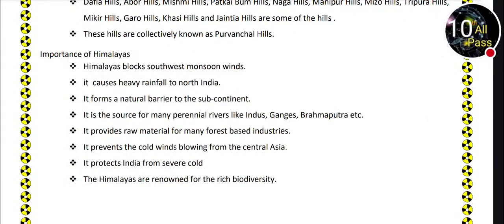Importance of Himalayas. The Himalayas block the southwest monsoon wind. It causes heavy rainfall in North India. It forms a natural barrier to the subcontinent. It is the source for many perennial rivers like Indus, Ganges, Brahmaputra, etc. It provides raw material for many forest-based industries. It prevents the cold winds blowing from Central Asia. It protects India from severe cold. The Himalayas are renowned for their rich biodiversity.